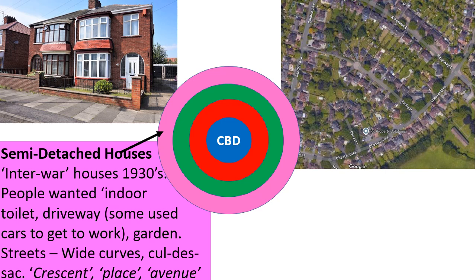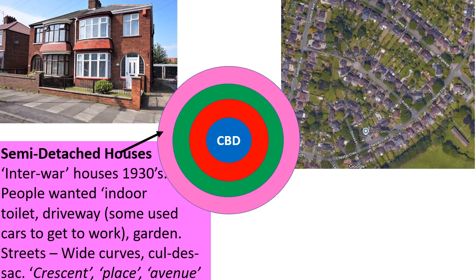Next, in the 1930s, these are sometimes called interwar houses, so between the 2 world wars. You can see there, the top left, we've got semi-detached houses. And that's where 2 houses are stuck together. And semi-detached houses arrived, slightly bigger than terraced. People wanted an indoor toilet, maybe a driveway, because cars were more common. And sometimes people used the car to go to work.